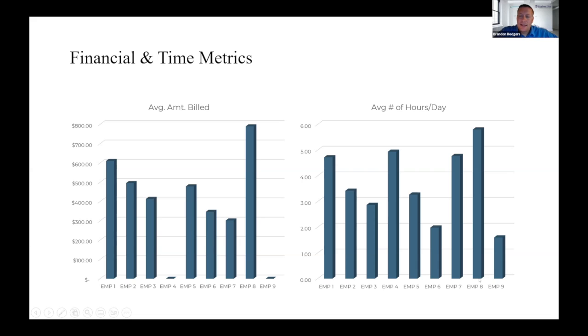Employee 8 has the most hours documented per day and the most billing revenue. That seems to correlate pretty well. Employee number 4, though, has the second most hours per day, but no billing. So what is going on with employee number 4? What kind of work are they doing?